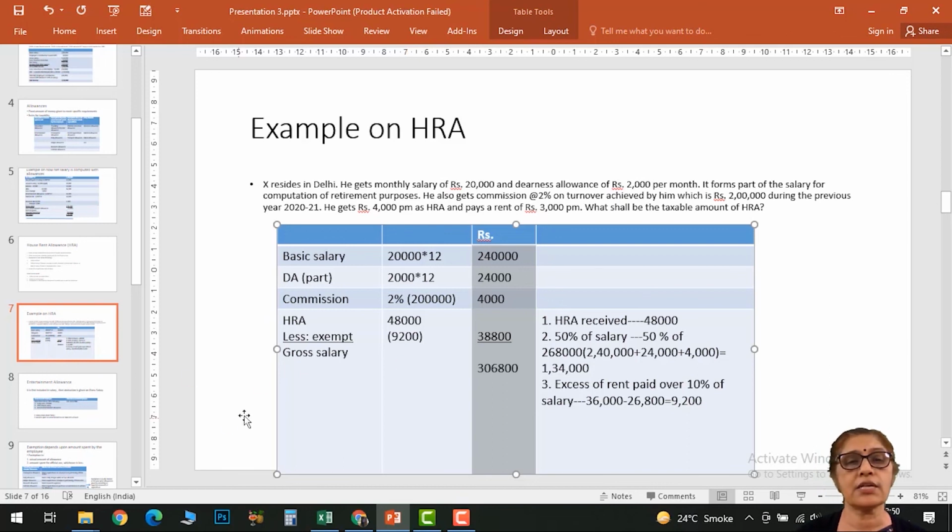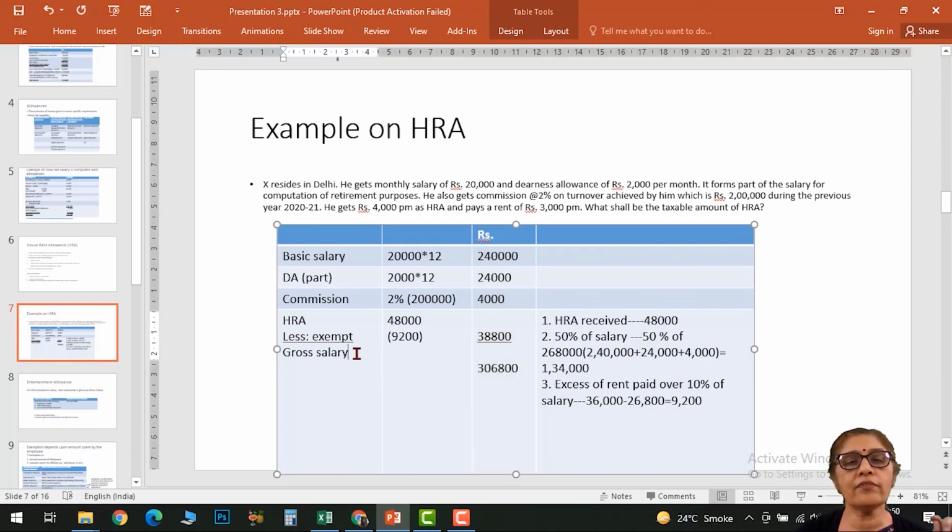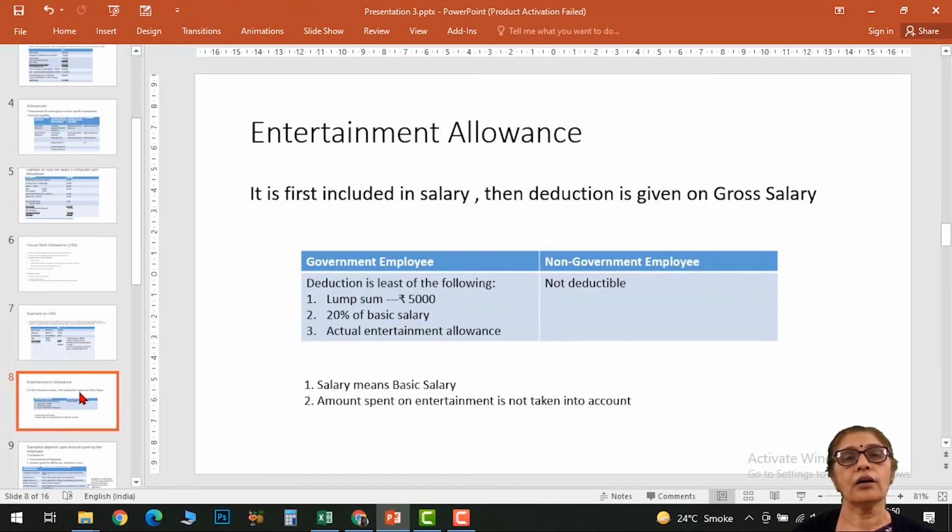Even if the question is silent, to compute your taxable salary on this gross salary, we always give standard deduction of 50,000. So we are done with HRA, house rent allowance. Rest of the allowances we shall do in another presentation. Stop here.